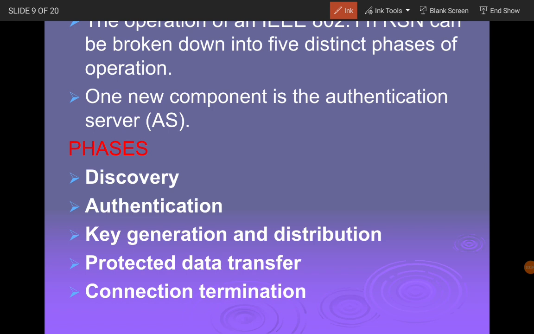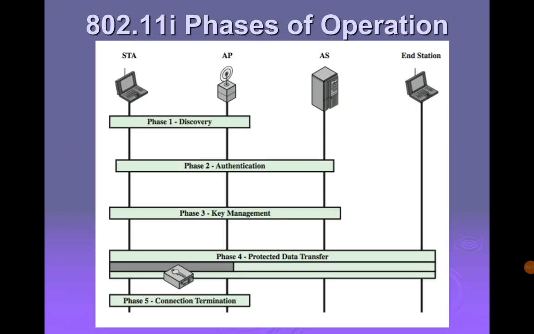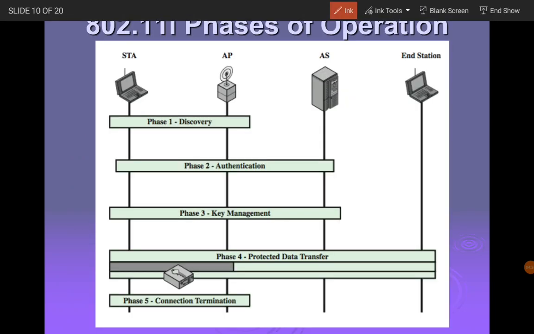So the operation of IEEE 802.11i can be broken down into five distinct phases. And one more thing, here one new component called the authentication server is also included. What are the five phases? Discovery, authentication, key generation and distribution, protected data transfer, and connection termination. So these are the phases of operation.